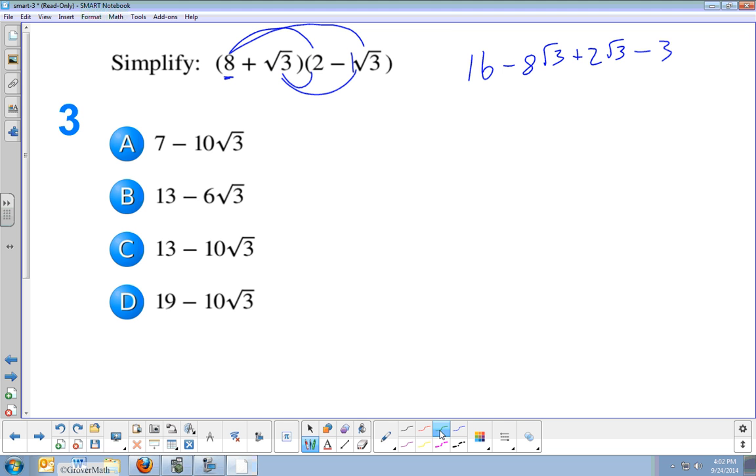And then at this stage, you just look for any like terms. So 16 minus 3 is 13, and negative 8 rad 3 and positive 2 rad 3, these are also like terms because they have the like radical of rad 3. That's going to be minus 6 rad 3. So 13 minus 6 radical 3.